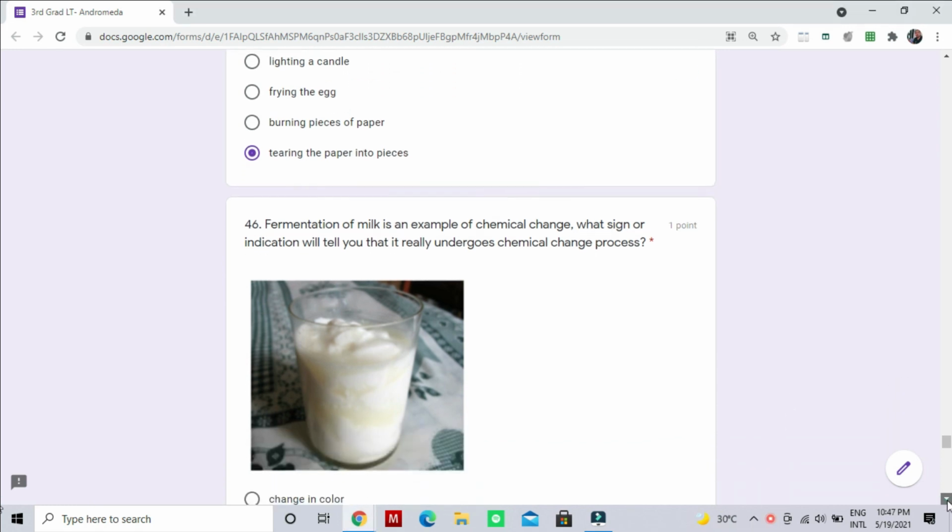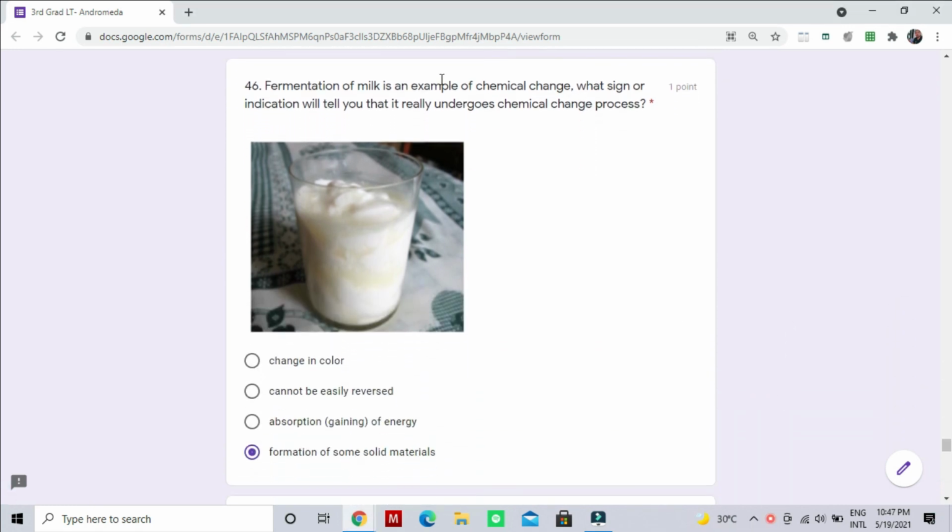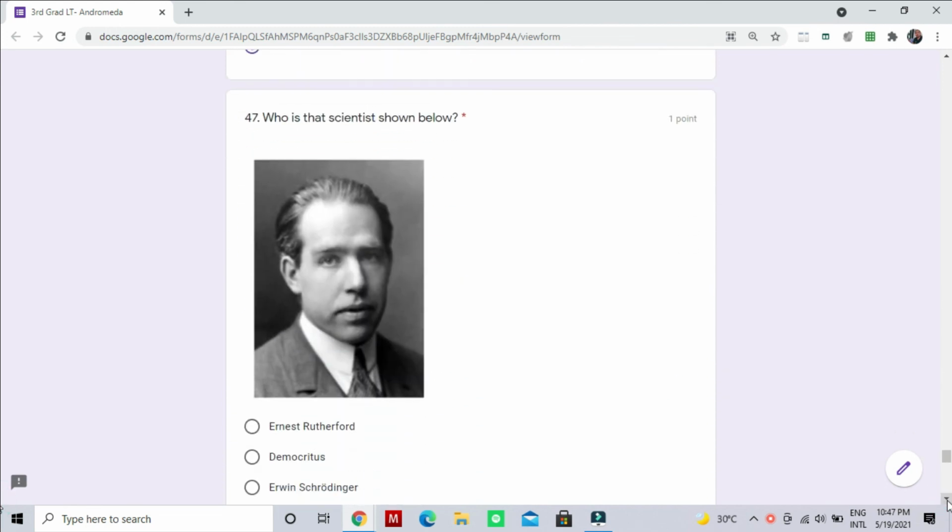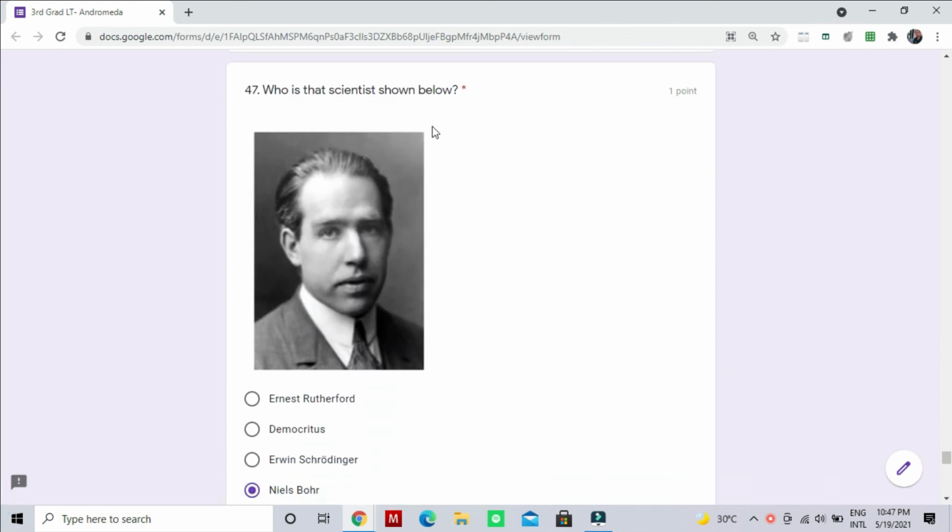Question number 46. Fermentation of milk is an example of chemical change. What sign or indication will tell you that it really undergoes chemical change process? The correct answer is formation of some solid materials. Question number 47. Who is that scientist shown below? The correct answer is Niels Bohr.